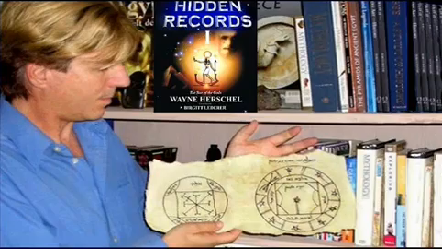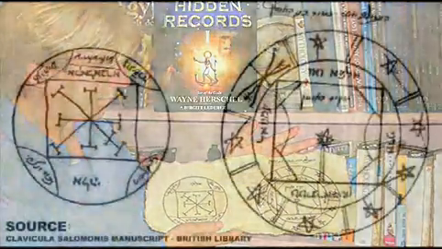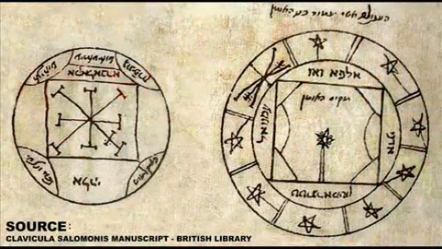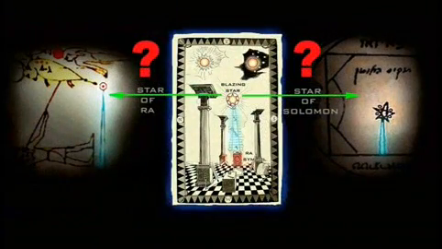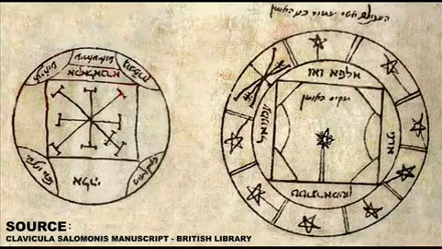Here I'm holding the Key of Solomon artifact. It's a paper copy sourced from the British Library, from the Clavicula Salomonis manuscript. This is our 3rd piece of evidence now. So we have 3 documents that show that this is a star and not the sun. You can see the star is at the center of the circle.